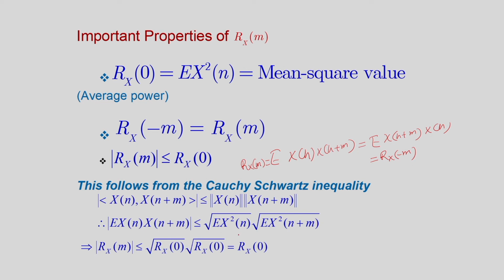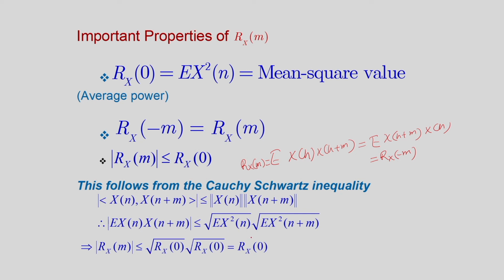Therefore, this quantity is the autocorrelation function. The magnitude of Rx of m is less than or equal to the square root of Rx 0, times the square root of Rx 0 again, because this is the product of x of n plus m into x of n plus m, so the lag will be 0. That way both square roots together give Rx of 0. So, what we have seen is that the magnitude of Rx of m is less than or equal to Rx of 0.